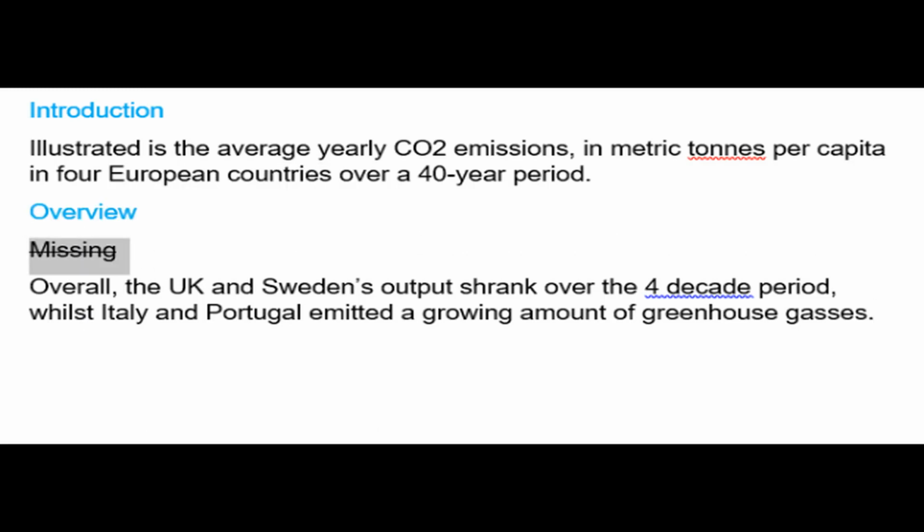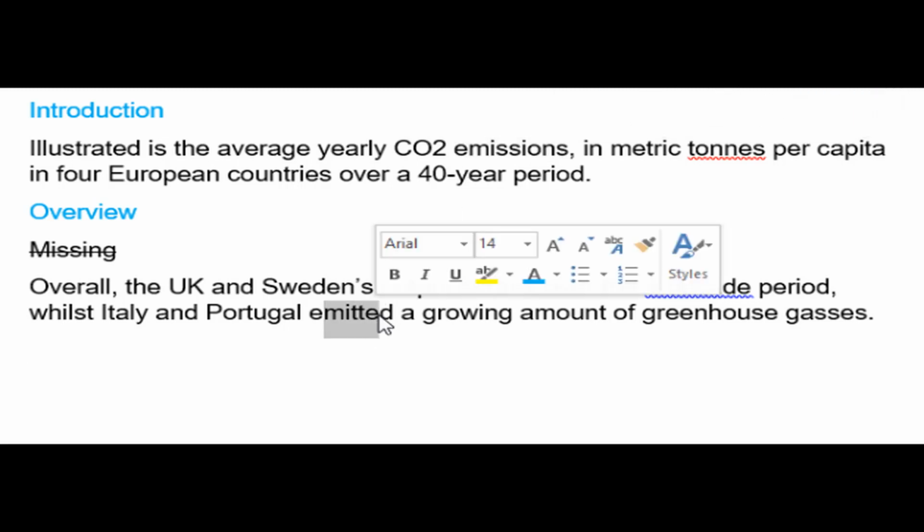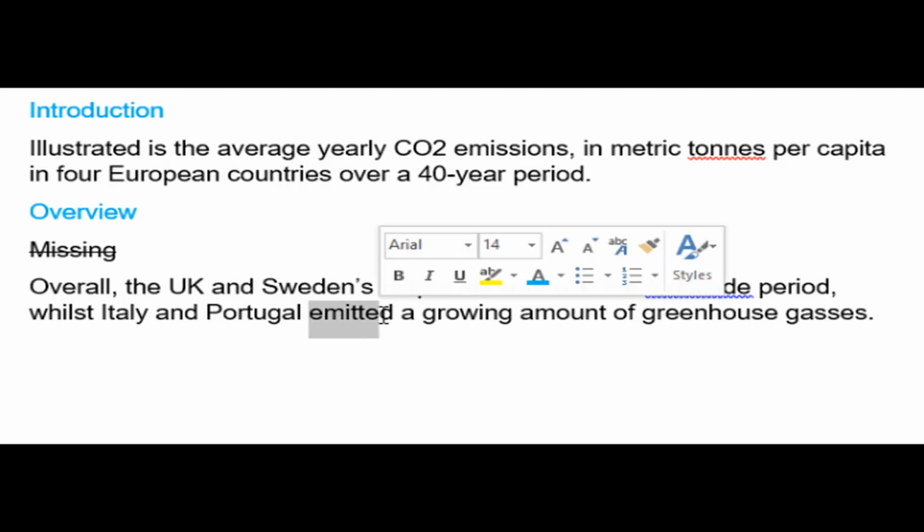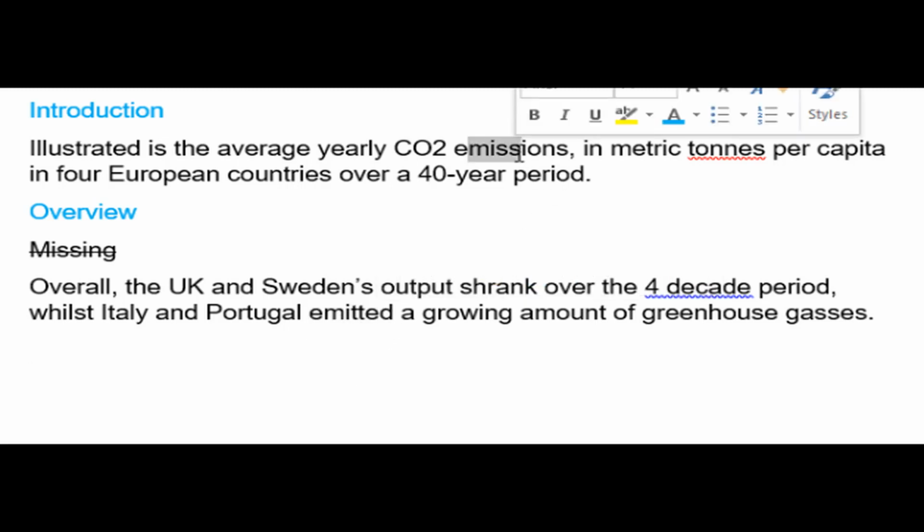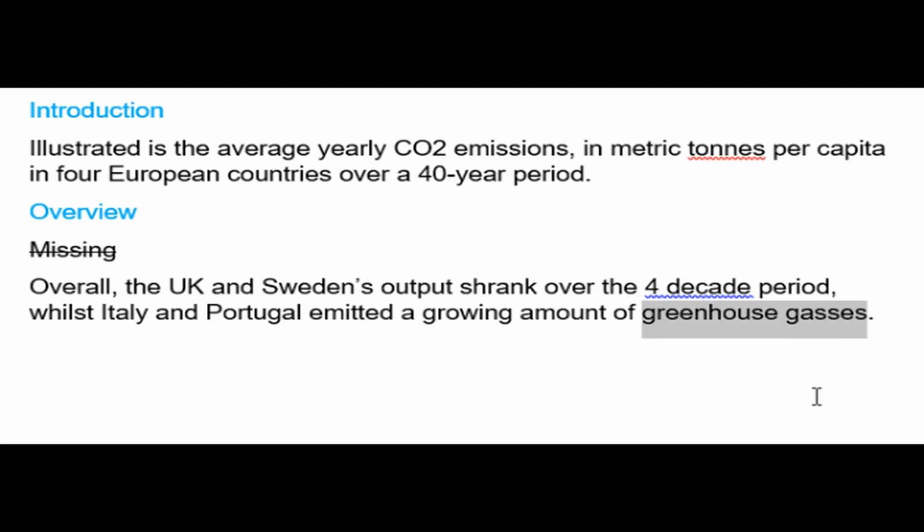Instead of having a missing overview, why don't we just write, "Overall, the UK and Sweden's output shrank over the four-decade period, whilst Italy and Portugal emitted a growing amount of greenhouse gases." So here I changed the noun to a verb. I have a synonym for emissions. My synonym is "output." I'm not using the same word again. Instead of saying "40-year period," I say "the four-decade period." And instead of referring to CO2, I mentioned greenhouse gases, giving me a bit of variety in my lexis.